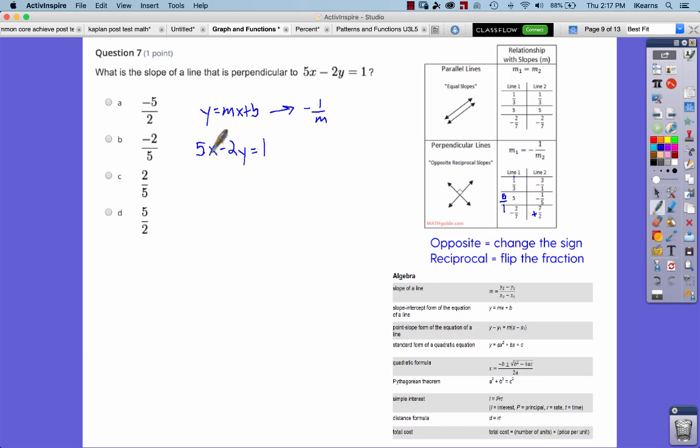So we need to move this 5x over to here. So we're going to subtract 5x on both sides. These sides cancel out, and we end up with -2y equals 1 minus 5x. So if you remember, what we want is our y equals mx plus b. We want our x's first before our b's or our constants. So I'm going to switch these two. So this is going to be -2y equals -5x. There's a positive that's implied here, so I'm going to do plus 1.